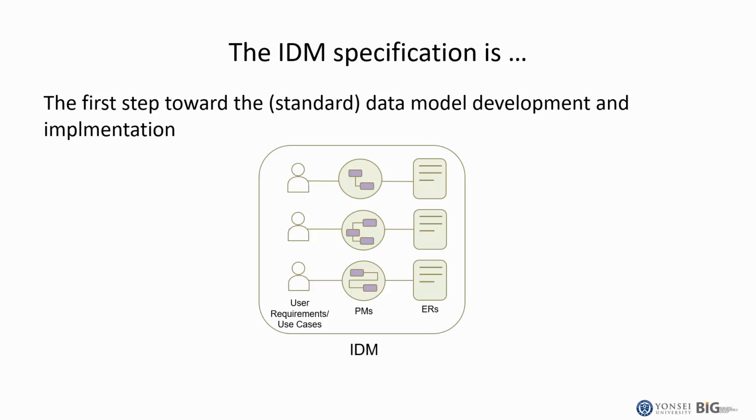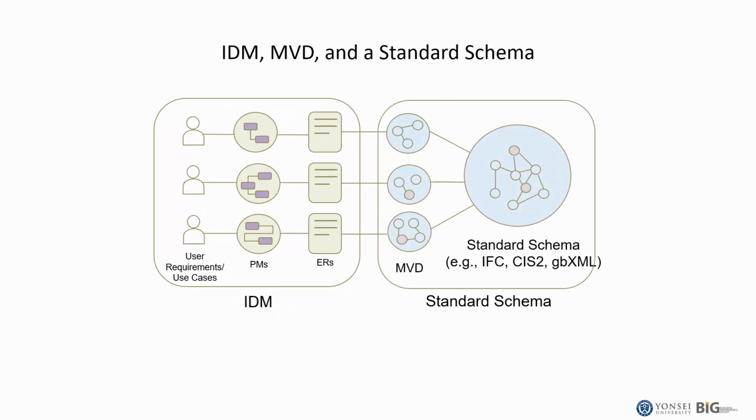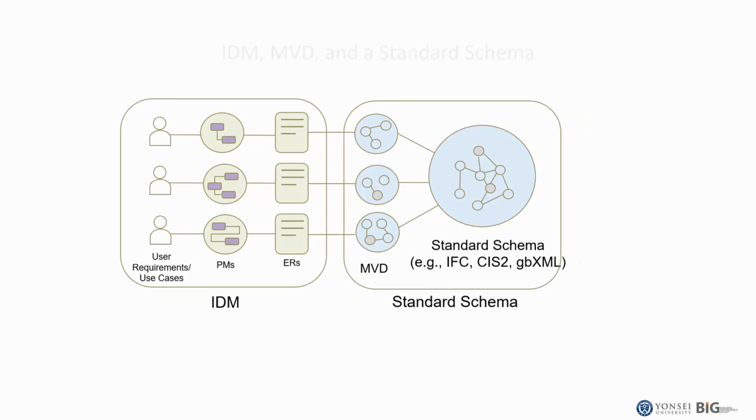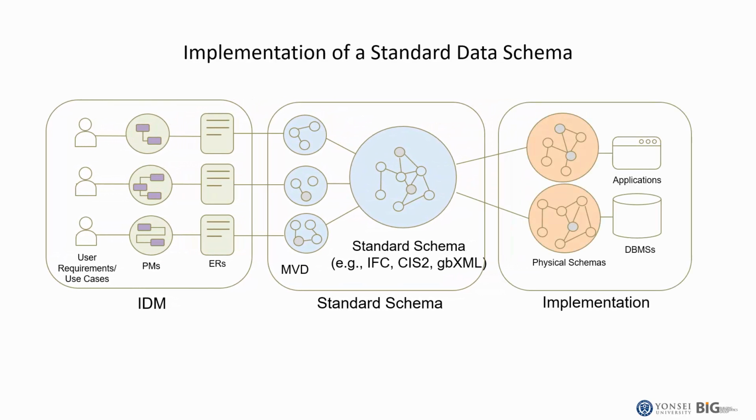So why is IDM important? First, IDM is important because it's the first step toward the standard data model development and implementation. Once an IDM is specified, the ERs in an IDM are developed further into or mapped to model view definitions, MVDs. An MVD is a subset of a standard data schema such as IFC, CIS2, or gbXML. A standard data schema can be implemented as a database management system or software applications.